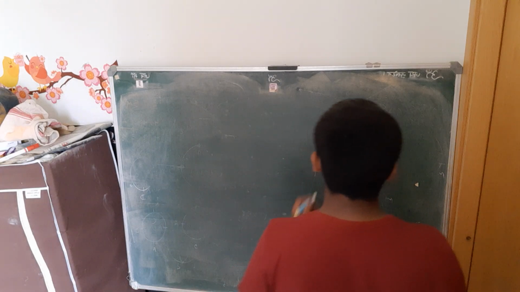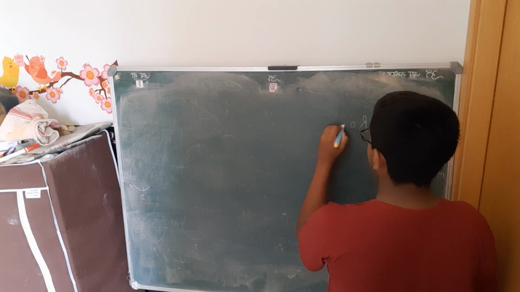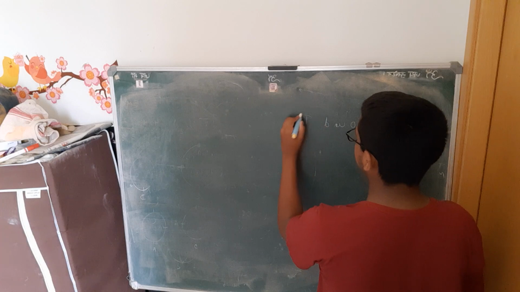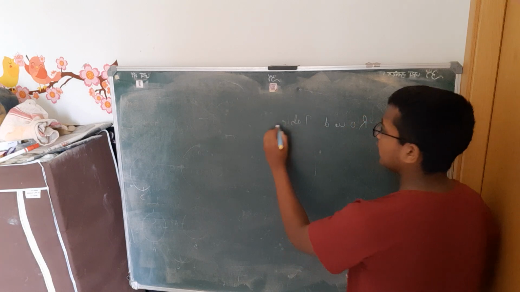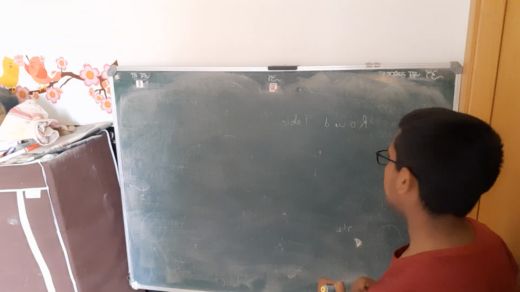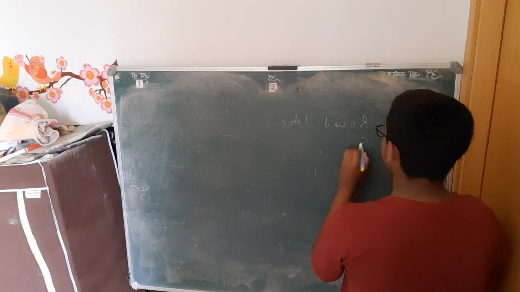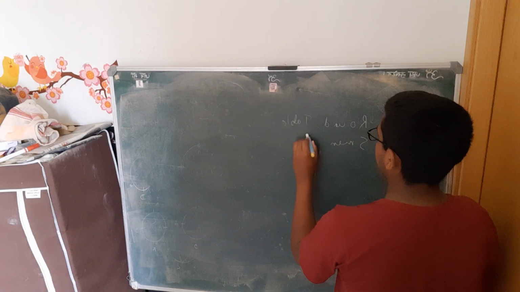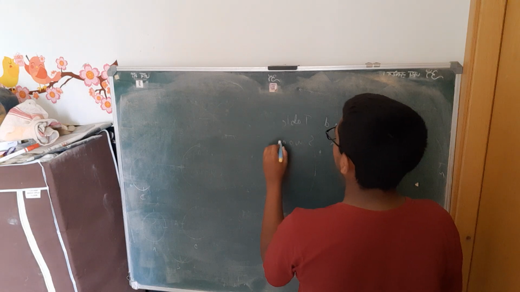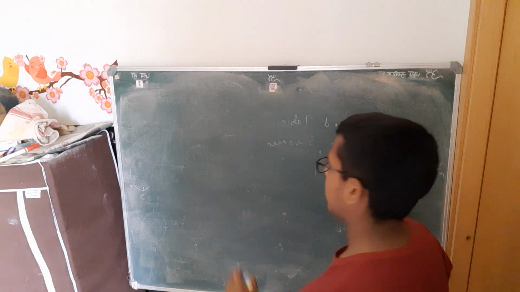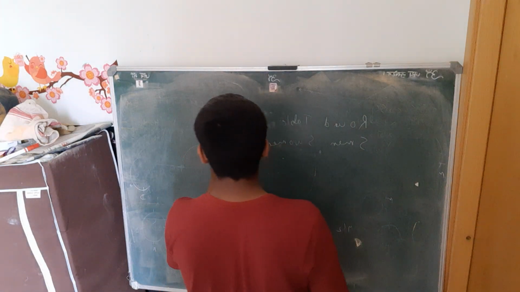So the first question we'll be discussing itself is a very interesting one. It's a round table question, round table conference question. What are the details mentioned of this question? Essentially, there are 5 men and 5 women, and there are 6 seats on a certain round table. There are 6 seats.